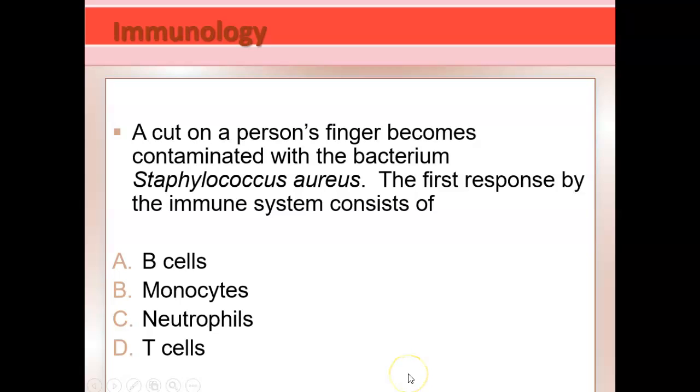A cut on a person's finger becomes contaminated with the bacterium Staphylococcus aureus. What is the first response by the immune system? Would it be B cells, monocytes, neutrophils, or T cells? Man, this is kind of a tough one. Neutrophils. That is going to be the first response of the immune system.